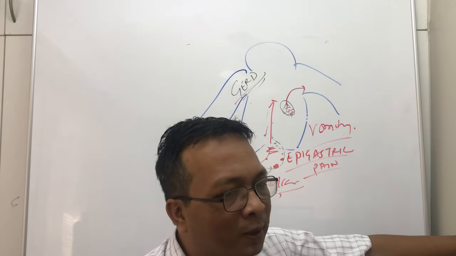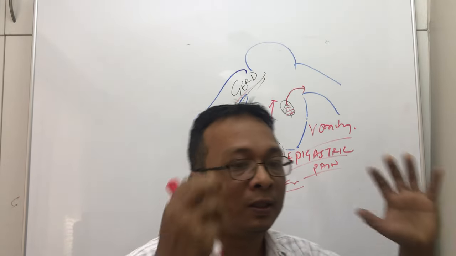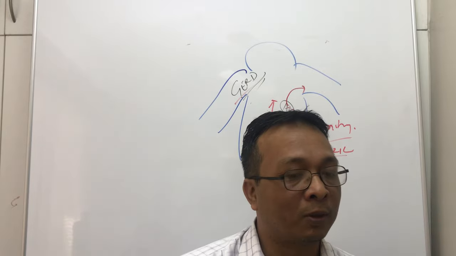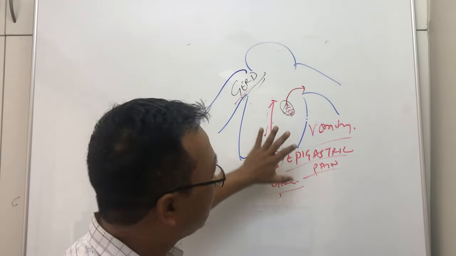There can be a little bit of sweating because of some other cause, but in MI, in heart attack, you'll see that he's sweating like anything, as if he has just come out of a bath. He'll sweat like that. That's MI. Okay? So this is a case of GERD.